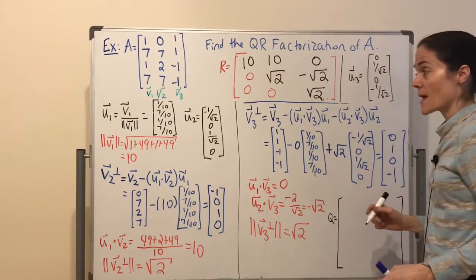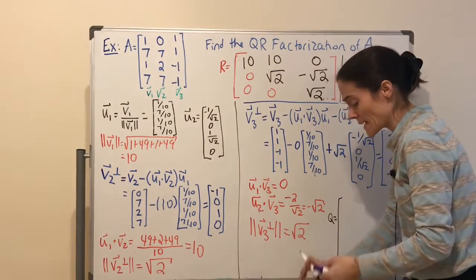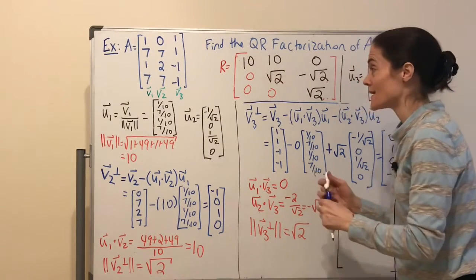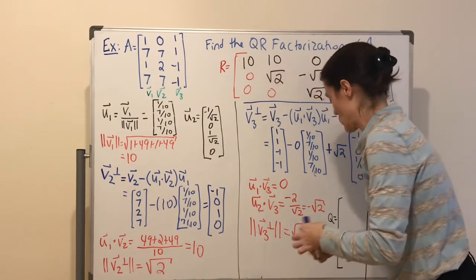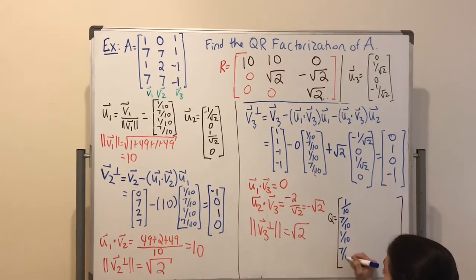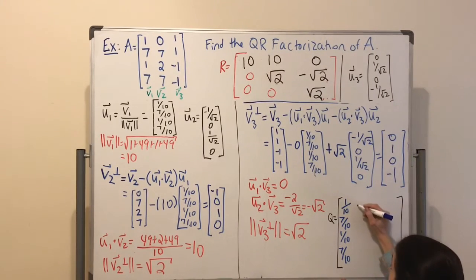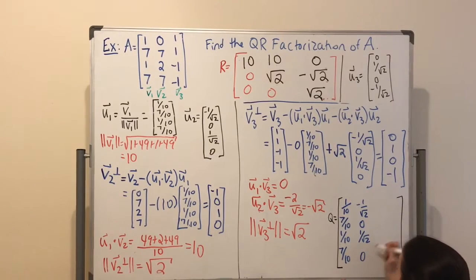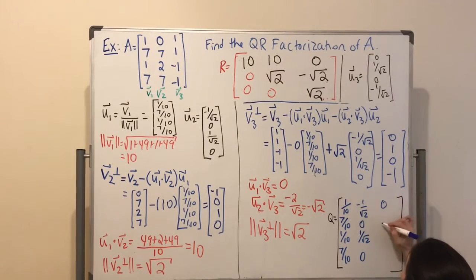And now I'm ready for my matrix Q because I know what the columns are. They're U1, U2, U3. Q is 7 over 10, 1 over 10, 7 over 10, and the next column is negative 1 over square root 2, 0, 1 over square root 2, 0. And the last column is 0, 1 over square root 2, 0, negative 1 over square root 2.